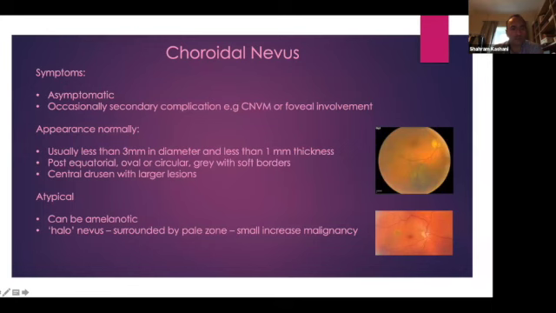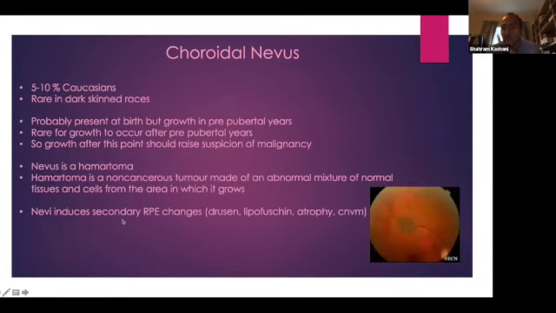Sorry. Go back one. So choroidal nevus, this is probably what a lot of you will see throughout your career. 5 to 10% of Caucasians have choroidal nevus, and it's more unusual in dark-skinned individuals. You're probably born with a choroidal nevus, and it grows during pre-pubertal years, but it's very unusual for a nevus to grow after pre-pubertal years.